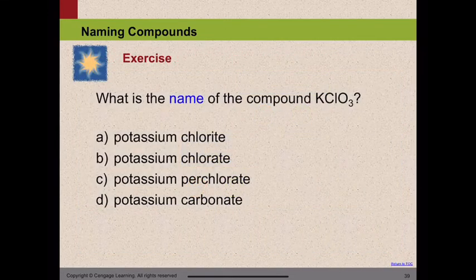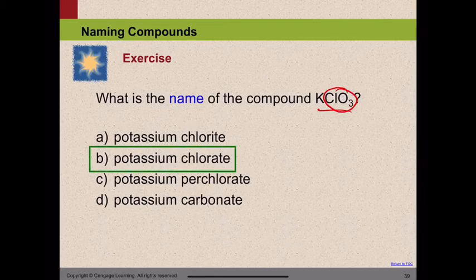What is the name of KClO3? Well, obviously not binary, so we have to look up ClO3 on our chart, and that is potassium chlorate, K ClO3.